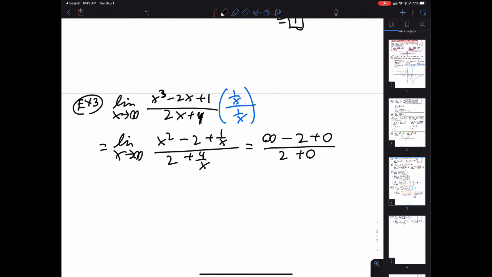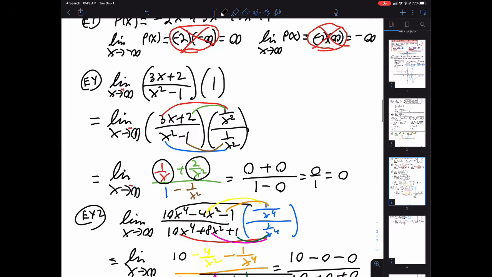Now think about that. If you have an infinite number of things, you take away 2, it doesn't affect it. You still have infinity. And infinity divided by 2, if you have an unlimited supply of something and you split it in half, you still have unlimited supply. So clearly that's infinity. So that's the third example of when you have a rational function.